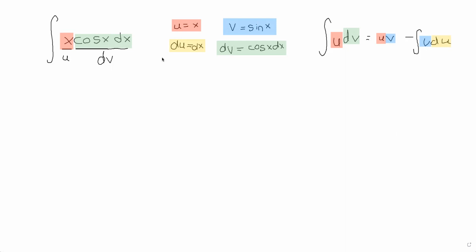All right, so now let's go ahead and make the substitution. So we have u times v coming up first. So we can see that u right here is x, and we can see that v right here is sine of x. So that means uv is going to be x times the sine of x. And then the next part of the formula tells us we're going to subtract the integral of v times du. So we're going to do the integral of v, that's in blue, that's sine of x. And then we have du, that's in yellow, that is dx.